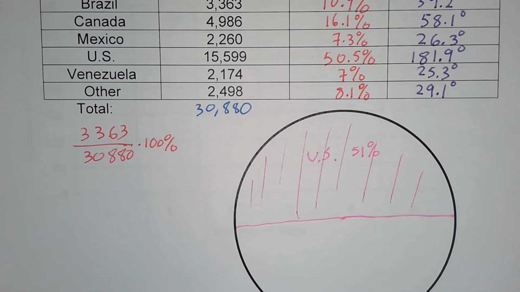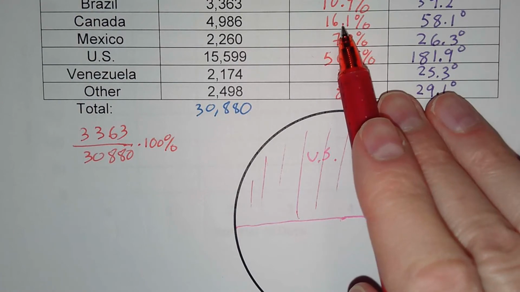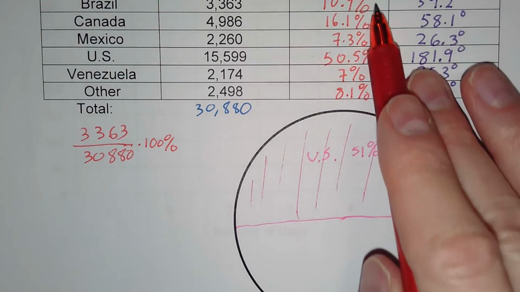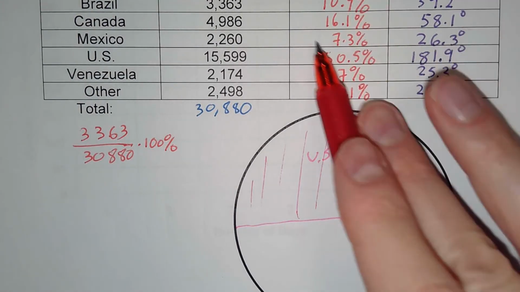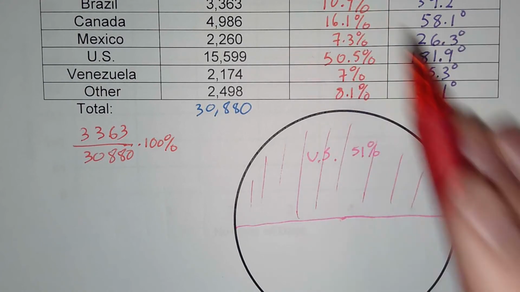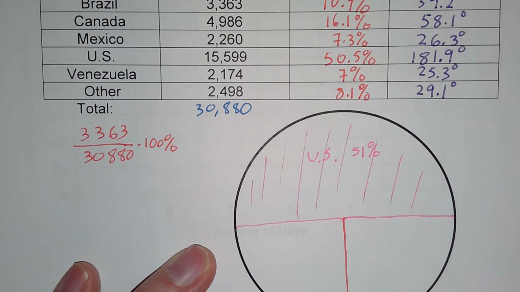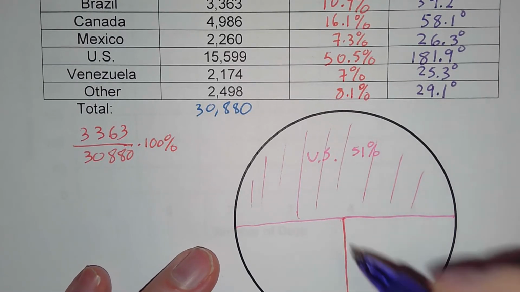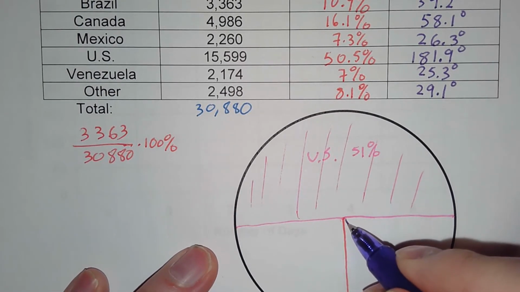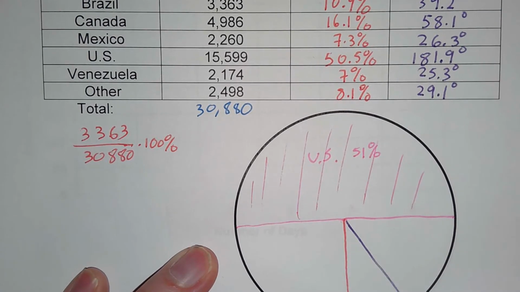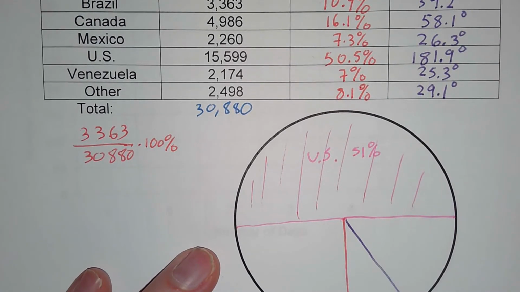Alright, so next I'm going to look at some of these others. I kind of look at Brazil and Canada, those two together make about a quarter of the circle. So I'm going to go and put that here. Let me draw another line here. I'm going to make this one a little bit smaller. So I'm going to put Canada here.